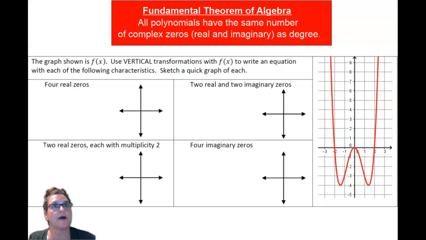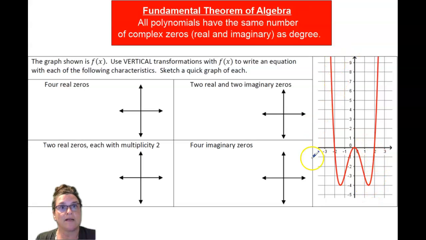So welcome back to our notes for writing polynomial equations. Before we get started with example 3, I'd like to look through this set of problems here where we're given a polynomial f of x, and we're not going to write the equation of this polynomial. Instead, we're going to apply the fundamental theorem of algebra and transformations to see what kind of things we can do to change what type of zeros we have from this function.